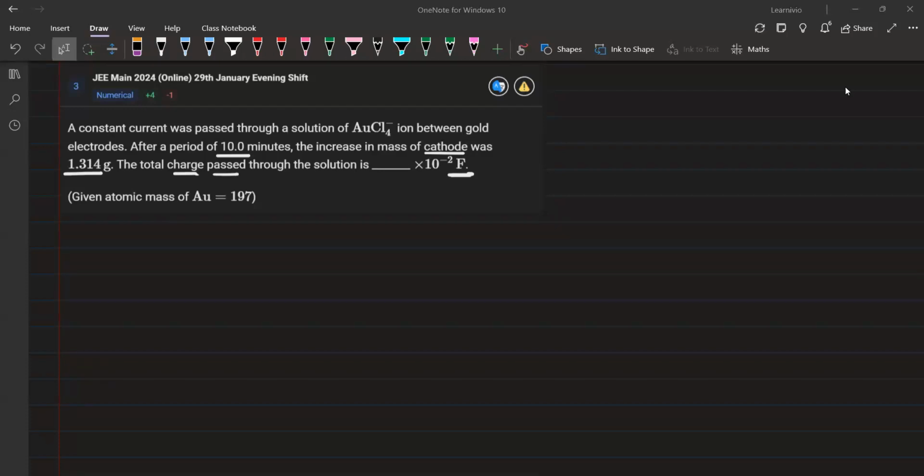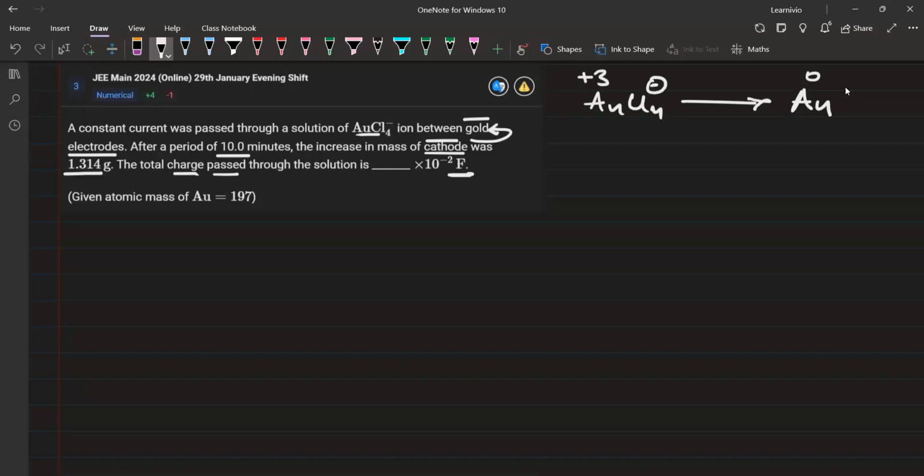See, the reaction that is happening will be AuCl4 minus. Look at the question carefully. A constant current was passed through a solution of AuCl4 negative between gold electrodes, so the electrodes were also of gold. After a period of 10 minutes, the increase in the mass of cathode; the cathode was also what? Gold. So in the cathode, what will be depositing? Gold. So AuCl4 minus is going to Au. So what is the change in oxidation state? Here Au will be in plus 3 oxidation state, and here it will be in 0. So delta OS is equal to 3.